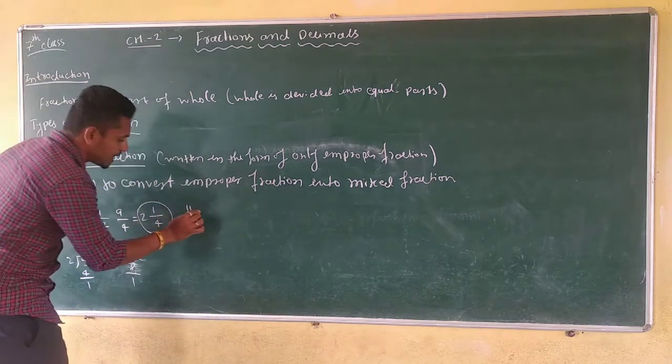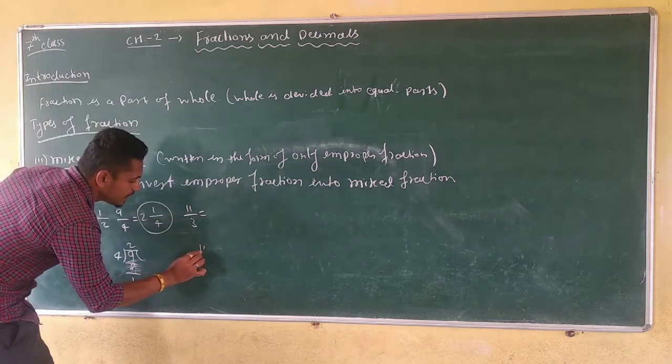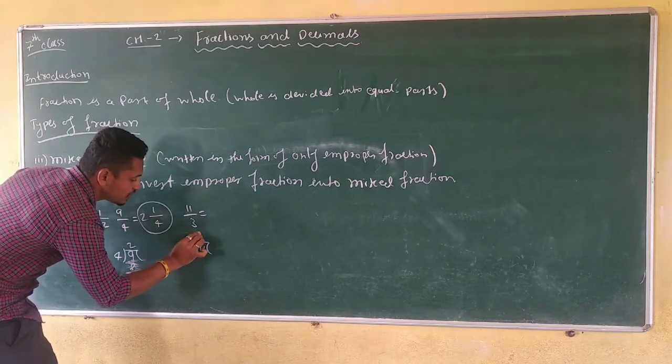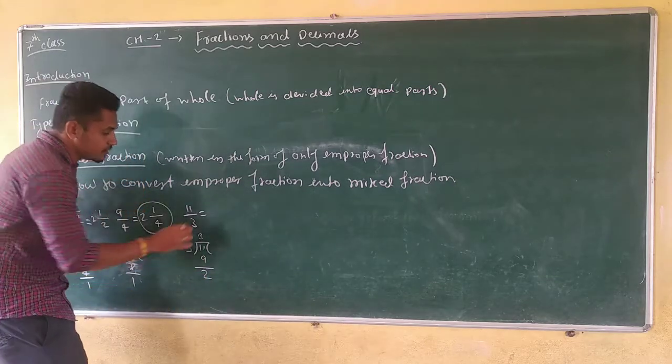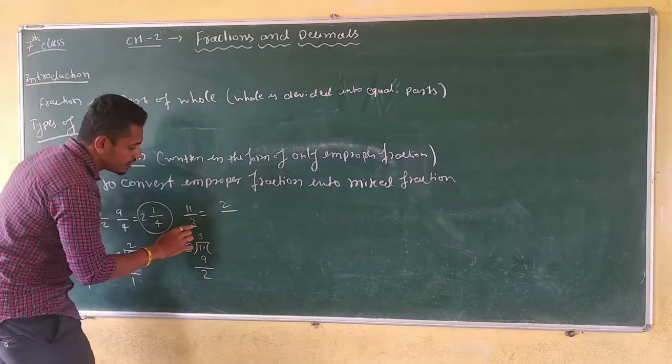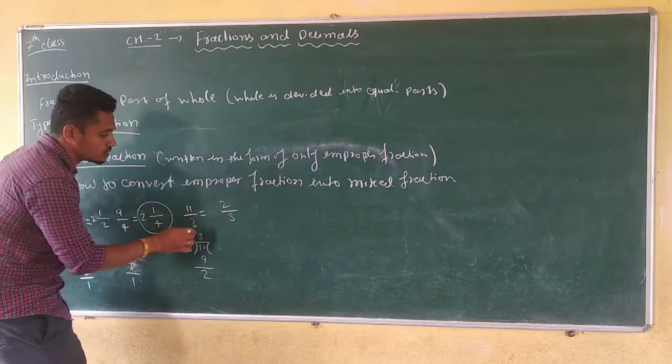Is it right? Let's take another example, 11 divided by 3. 3 3s are 9. 11 minus 9 is 2. Is it right? So 2 is taken as the numerator over the denominator as it is, and the quotient is 3.